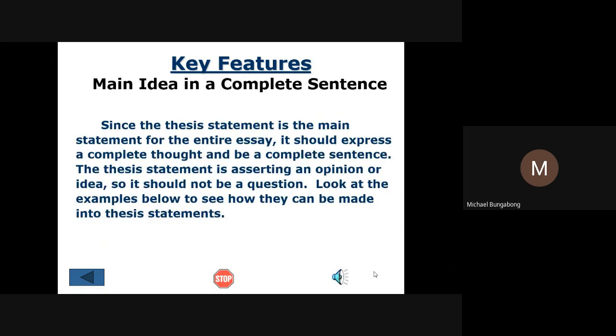Okay? So now, how are we gonna get a main idea in a complete sentence? Since the thesis statement is the main statement for the entire essay, it should express a complete thought and be a complete sentence. That makes sense, right? The thesis statement is asserting an opinion or idea, so it should not be a question. It should be in a statement form. Okay, so I'm gonna give you an example. The main idea must be a complete sentence, and the requirement to make it a complete sentence is to make your statement a complete thought. So what is the example for that?